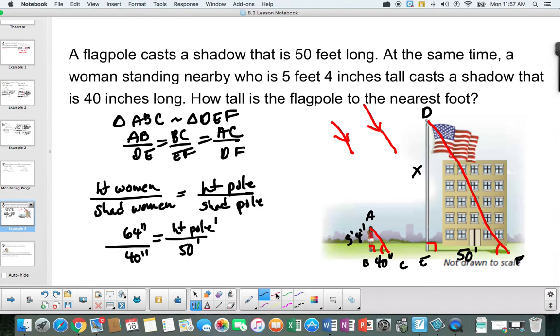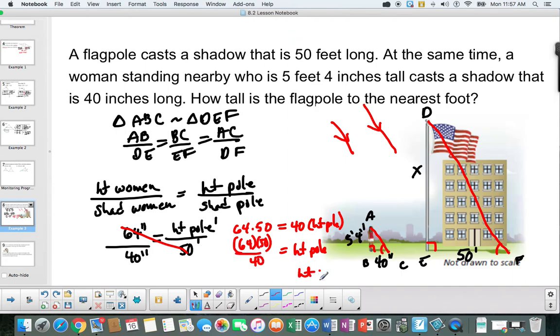Now at this point we can cross multiply, and when we cross multiply, that'll be 64 times 50 equals 40 times the height of the pole. And then we're going to divide both sides by 40. Height of the pole equals 64 times 50 divided by 40. Use our calculator, and height of the pole will be equal to 80. And remember that 80 represents feet. And so there's our answer, 80 feet.